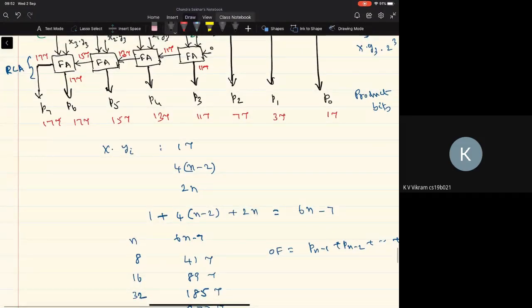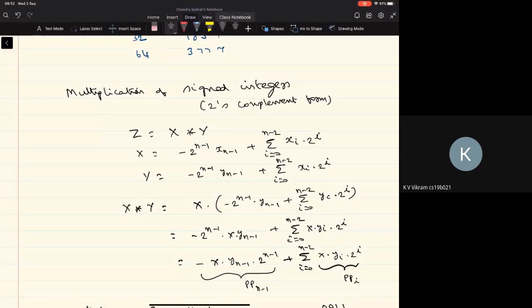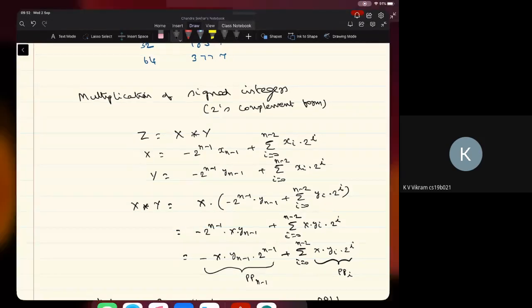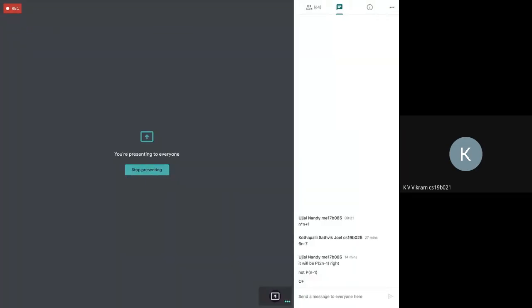What is the time that's going to take for the signed integers? Okay, so I'll stop here. So please take this exercise and do it. We'll briefly discuss it in the next class on Monday. Are there any questions? I think Ujjal had asked a question about overflow. It cannot be simply Pn minus 1 because that will not detect the overflow condition always.